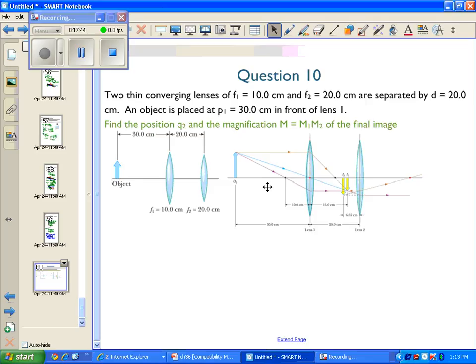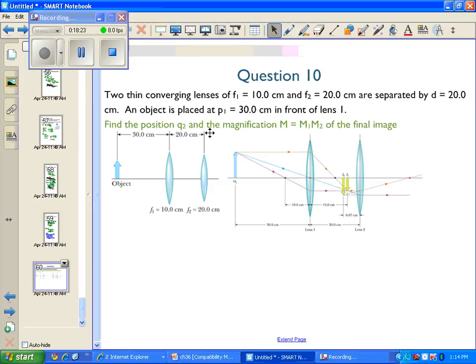Okay, last question. Here we have two converging lenses, and the first one has a value of F which is 10 centimeters. The second one has a value of F which is 20 centimeters. And you can see that there is a distance between them which is 20 centimeters, and what that means is that the focal point of the second one happens to be right at the center of the first one. So not only is the focal length of the second one 20 centimeters, they're separated by 20 centimeters.